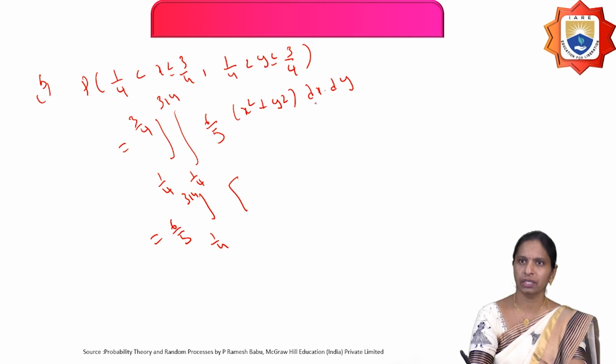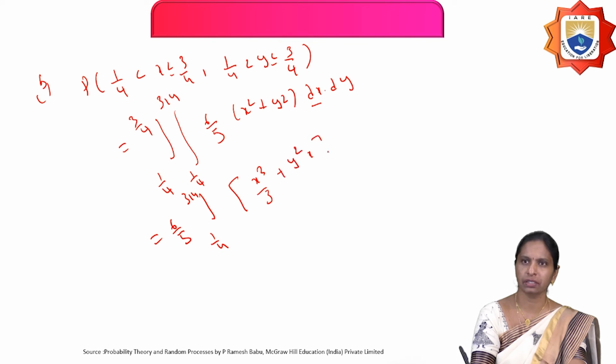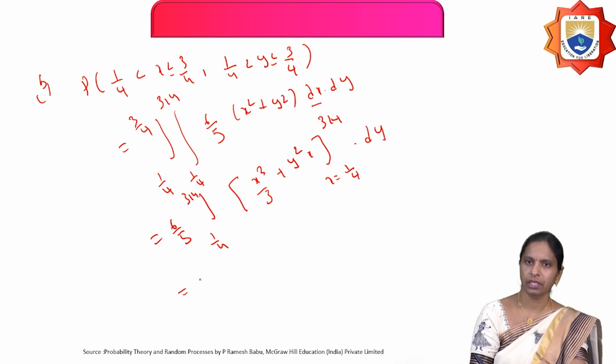So first I'll do the integration with respect to x. Therefore, what do I get here? x cube by 3 plus y square into x. And what are the limits of x here? x is from where to where? 1 by 4 to 3 by 4, into dy. Then equals to what?